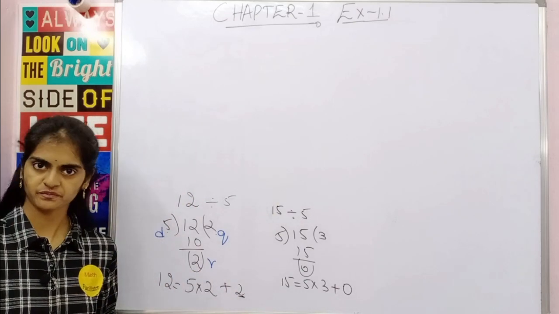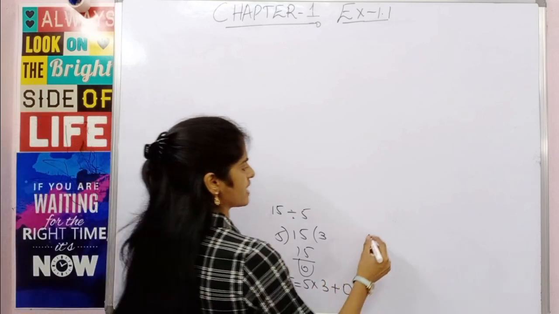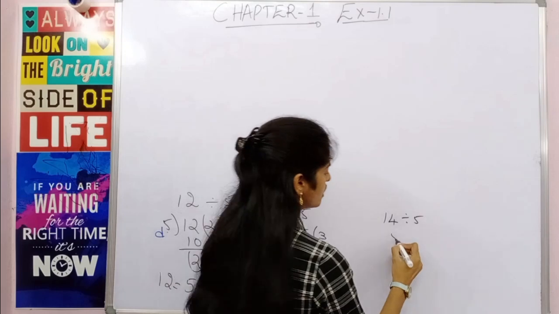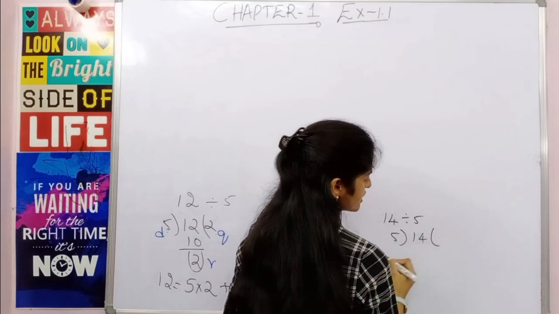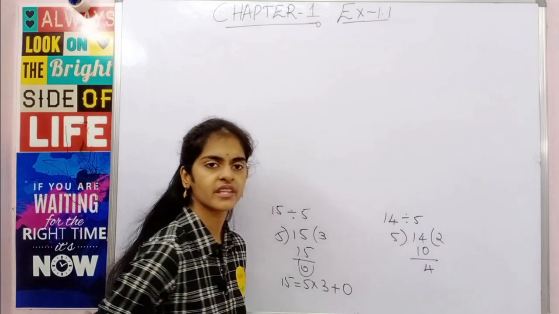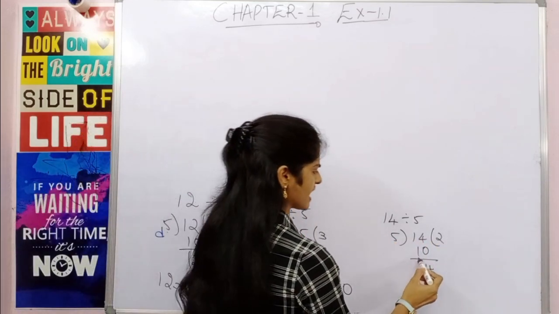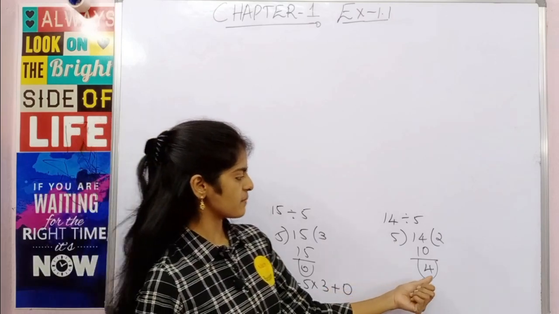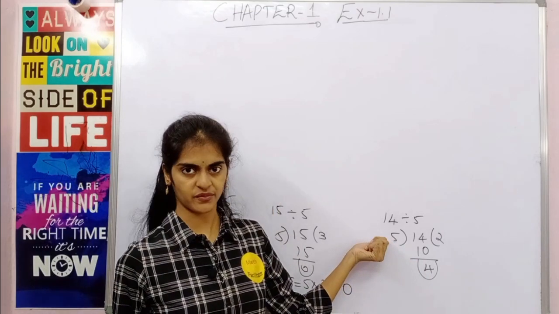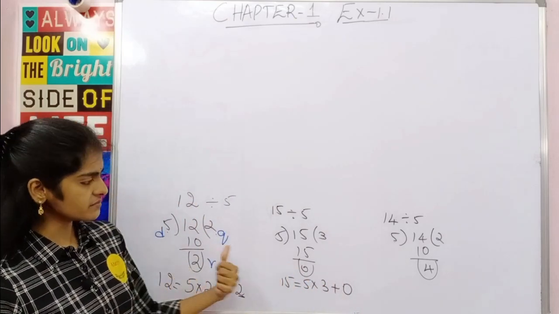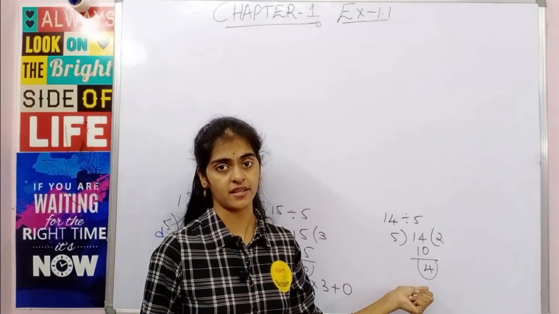Now if you take any other example also, you will find that this remainder is always less than this divisor, okay. Suppose I take the number 14, so 14 divided by 5. You know that 5 2s are 10, now the remainder is 4, okay. So in any case, the remainder cannot be more than this divisor. That means the remainder cannot be more than 5. It can be 0 or any number less than 5, okay.